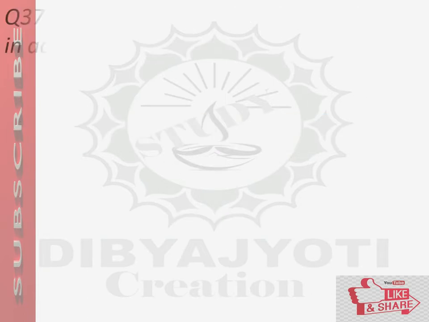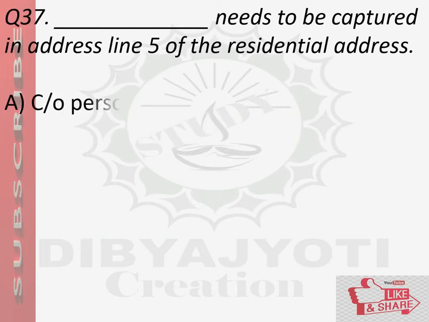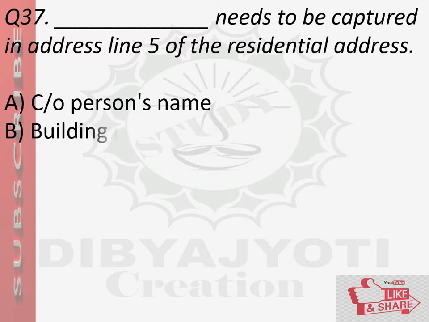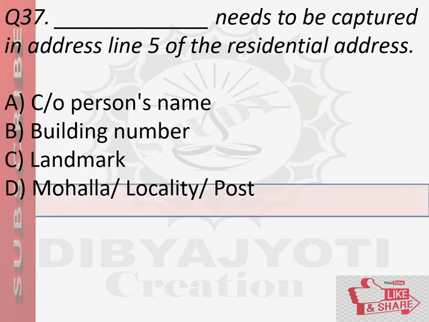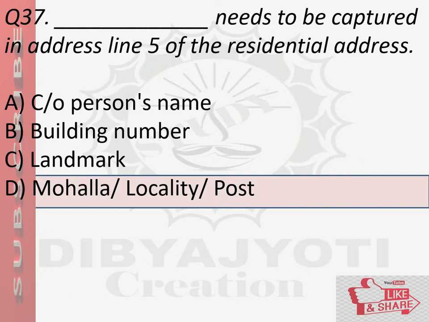Next, dash needs to be captured in address line 5 of the residential address. Option A, care of person's name, building number, landmark, mohalla, locality or post. And answer is in address line 5, mohalla, locality or post is mentioned.